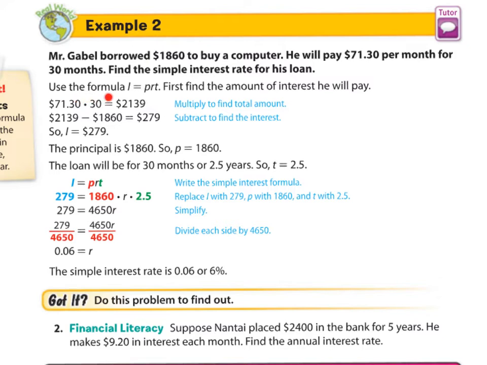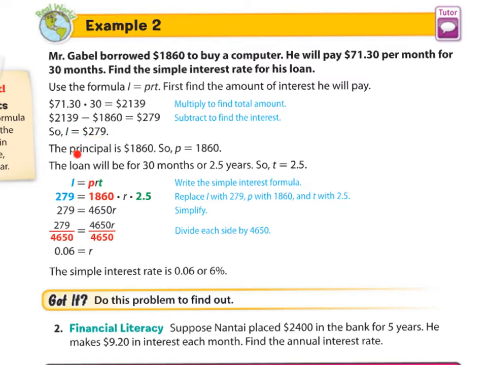So let's see here. Use the formula interest equals PRT. First, find the amount of interest he will pay. So, like I said, he's paying $71.30 times 30 months. So he's actually paying $2,139. That's what he's going to finish paying when he actually only borrowed this much. So clearly he's paying more, so there's definitely interest. Let's find the difference between those two values, and it's $279. So the interest is $279.